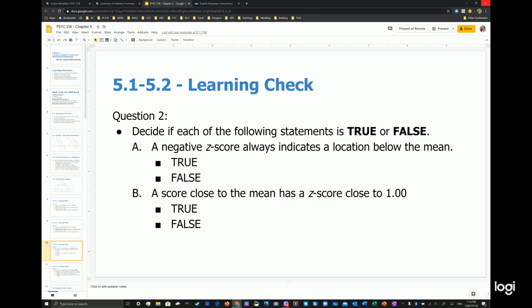Let's try true and false questions. For A, a negative z-score indicates a location below the mean. True or false? And B, a score close to the mean has a z-score close to 1. So take a moment to figure out these two. You can pause at this point.